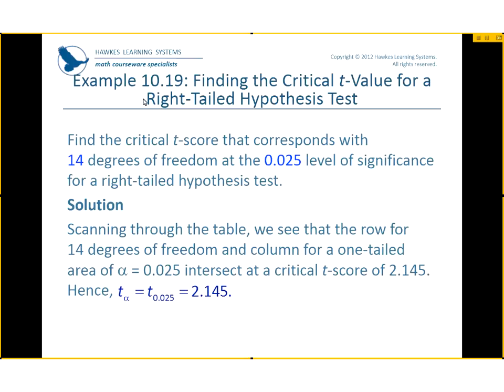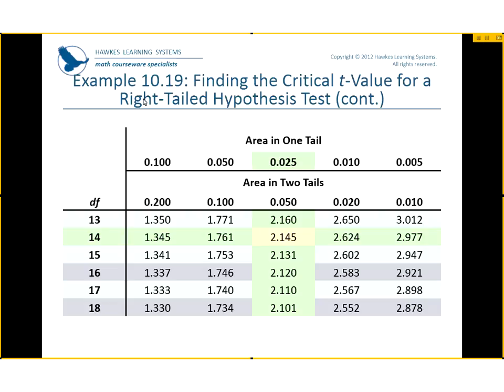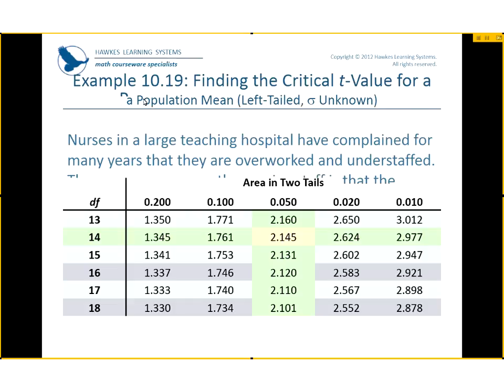Find the critical t-score which corresponds with 14 degrees of freedom at the 0.025 level of significance for a right-tailed hypothesis test. Scanning through the table, we see that the row for 14 degrees of freedom and the column for a one-tailed area of 0.025 intersect at a critical t-score of 2.145. Hence, t alpha equals 2.145. Again, we're in the area of one tail, so alpha is 0.025, and the degrees of freedom are 14.